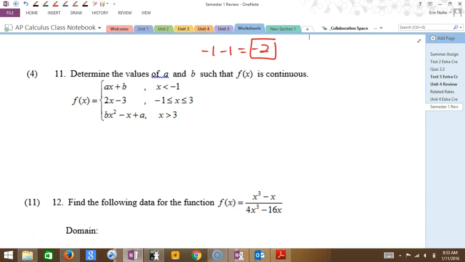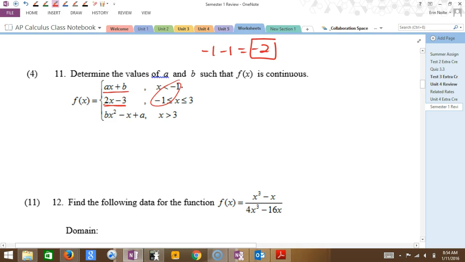Okay, here comes this A and B scenario again. So this one is talking about the idea of continuity. We've got a piecewise function that is continuous. So it's basically saying this top piece is going to connect to this piece at the same y value. What is the x value that they're going to connect at? At -1. Okay, so that is information we can use.